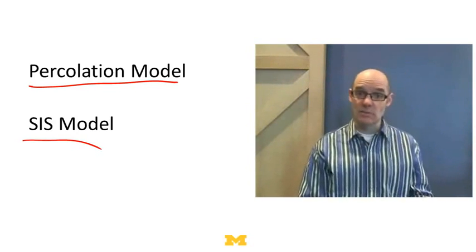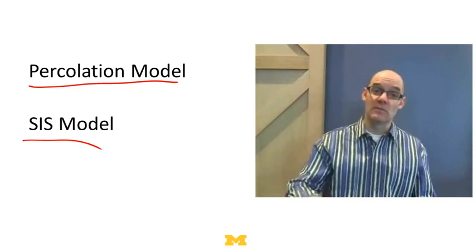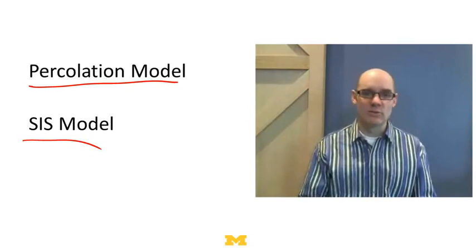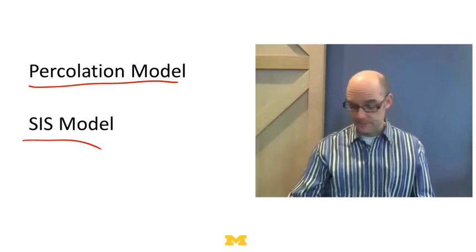Then we're going to look at something called the SIS model. S stands for susceptible, I stands for infected, and S stands for susceptible again. This is going to be a simple model of disease, where you don't have the disease, you get infected, and then you don't have the disease again. Okay, so we're going to construct that. Both of these models will have tipping points.